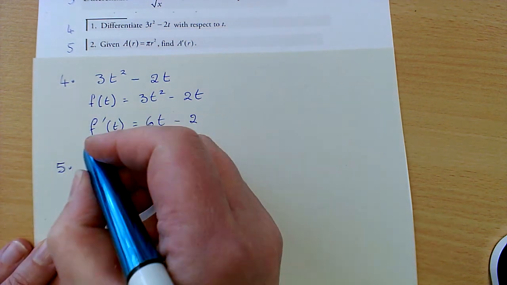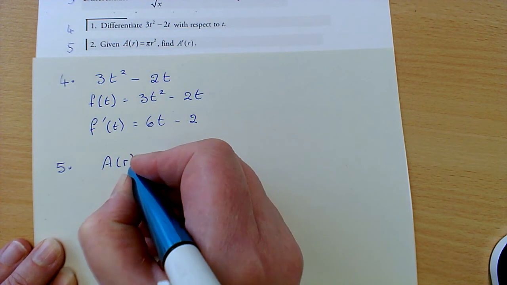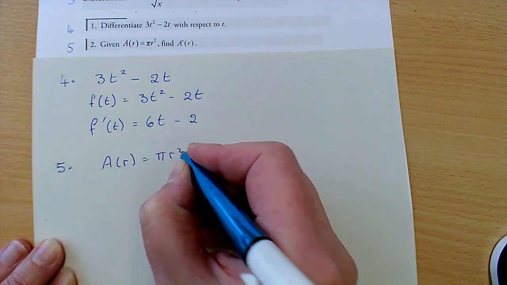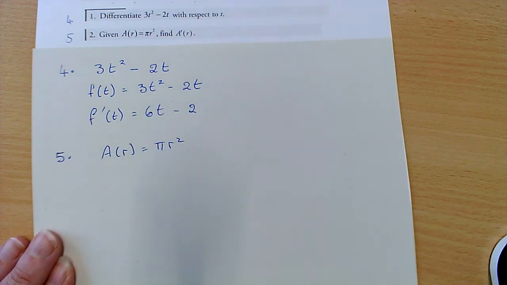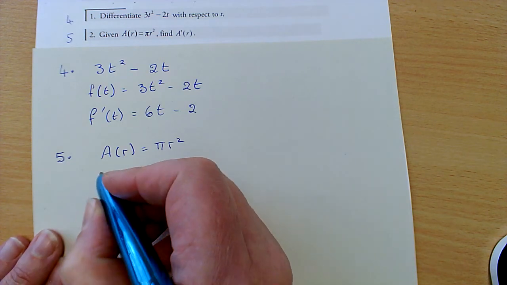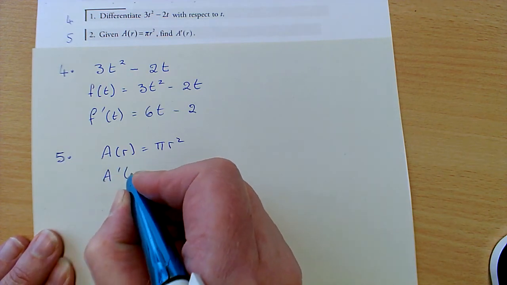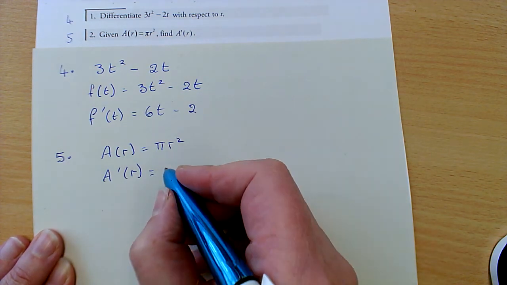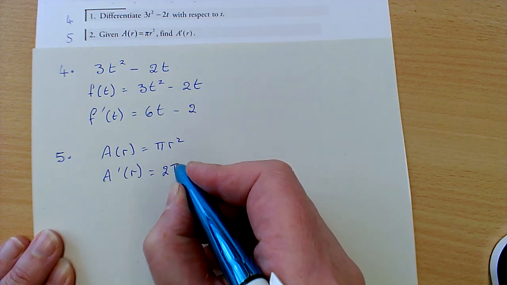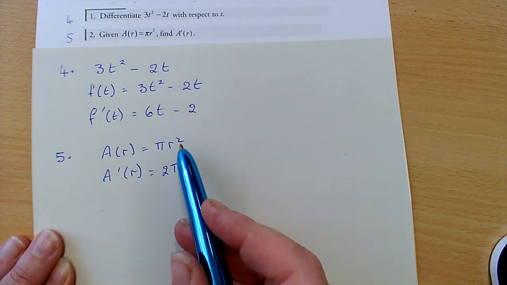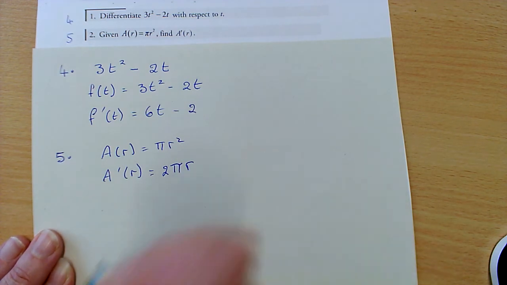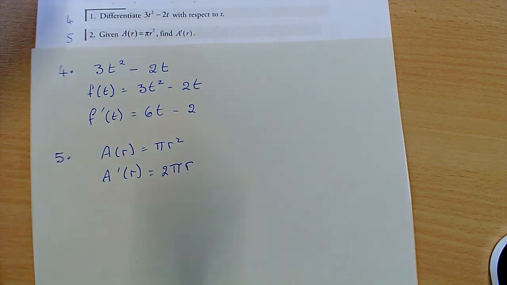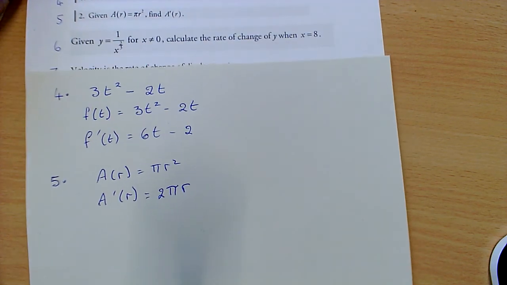So here we're given A of r equals pi r squared. And pi is just a number. It's just like a 5 or a 3 or whatever. So A dash r is what you get when you differentiate that. So you multiply by the power, so 2 times pi, and then reduce the power by 1. 2 minus 1 is 1. So it would be r to the power of 1, which is just r. So that's using different variables.